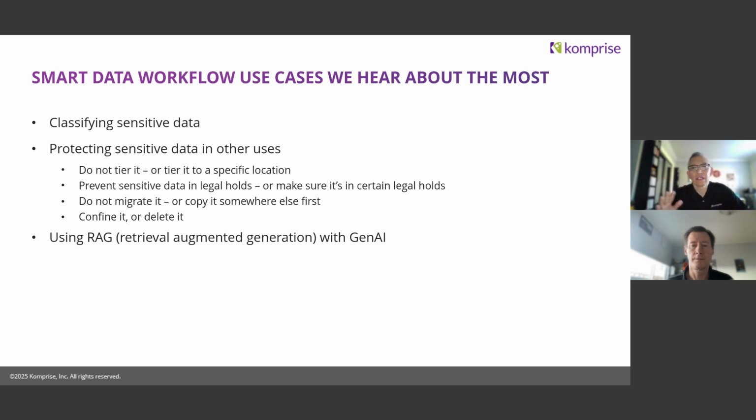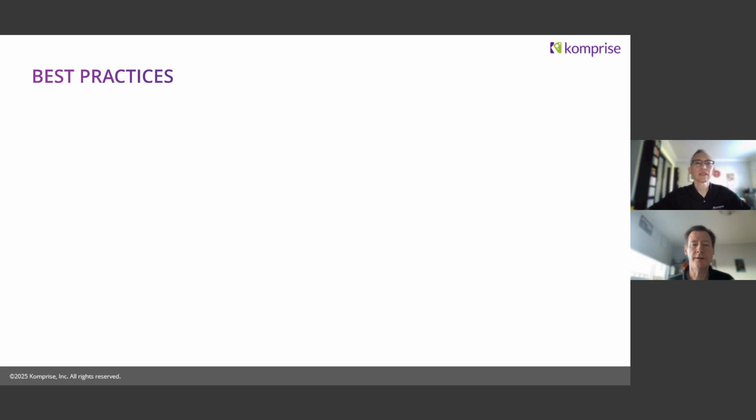And then finally, in a lot of cases, they need to find it and then immediately confine it or even delete it because it's in the wrong place. They have the authoritative copy in the right place, in the HR drive, in the clinical data drive, patient area. But where it's not supposed to be, it's got to be dealt with immediately. And we can help them do that very quickly. All right, so let's just go through a few best practices.